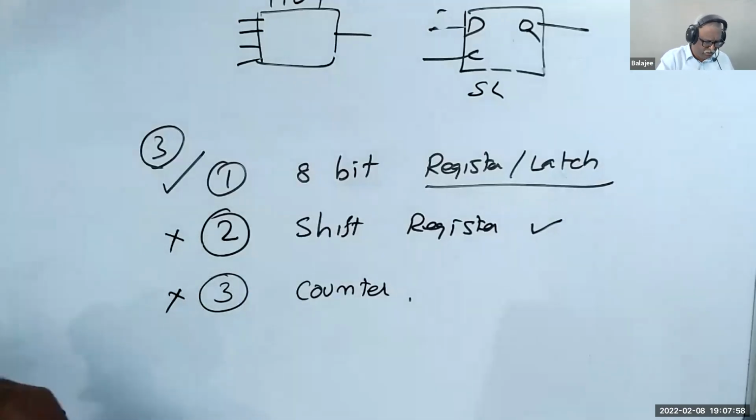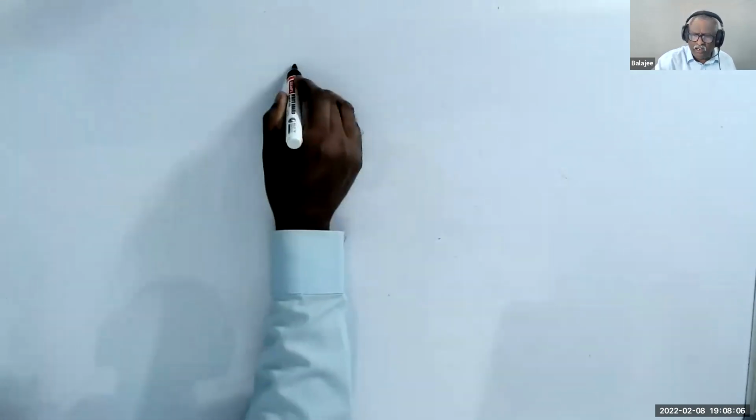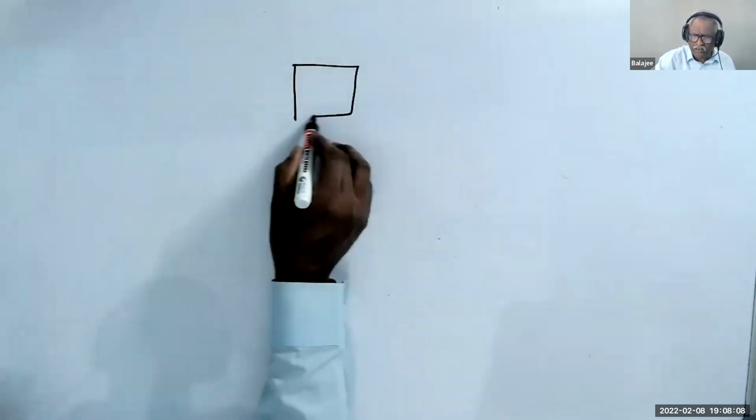Please understand this. What is this? Let us discuss the 8-bit latch. That means I'm using 8 of these D flip-flops. How many? 8.